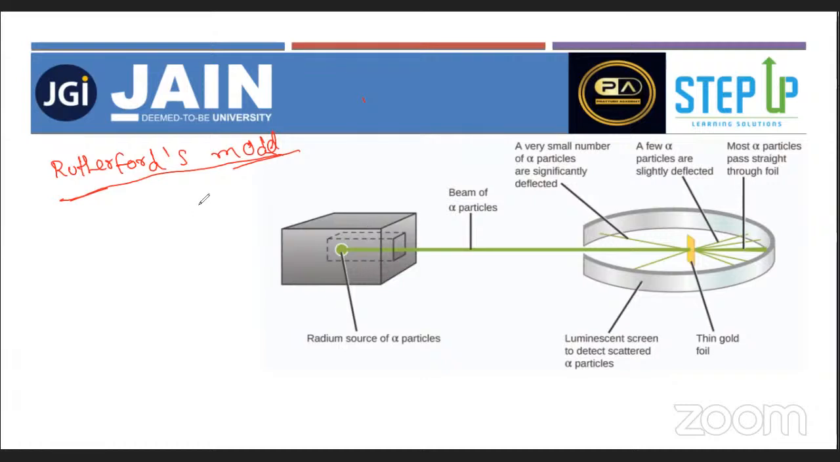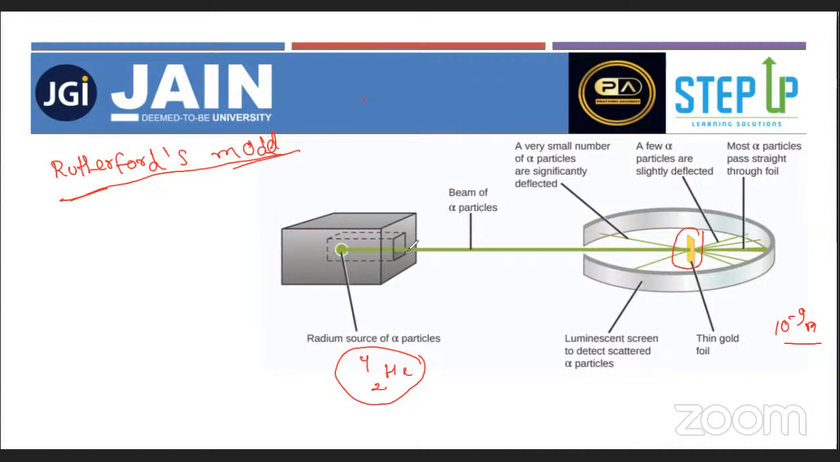What he did is he took a material, radium, a source of alpha particles. An alpha particle is nothing but a helium nucleus. He allowed the alpha particles to pass through a very small hole, and in place there he had kept a thin gold foil. This is very, very thin, about a nanometer. A nanometer is basically 10⁻⁹ meter.